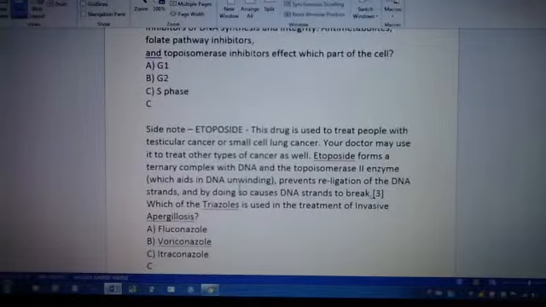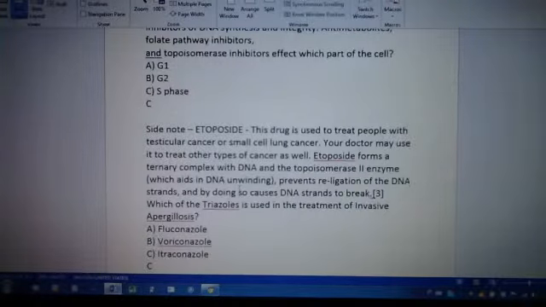As a side note, etoposide. This drug is used to treat people with testicular cancer or small cell lung cancer. Your doctor may use it to treat other types of cancer as well. Etoposide forms a ternary complex with DNA and the topoisomerase II enzyme, which aids in DNA unwinding, prevents religation of the DNA strands, and by doing so causes DNA strands to break.